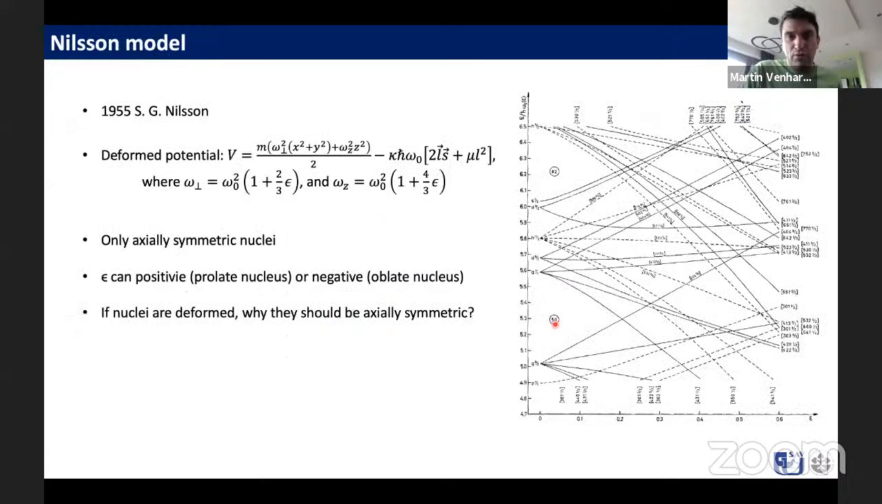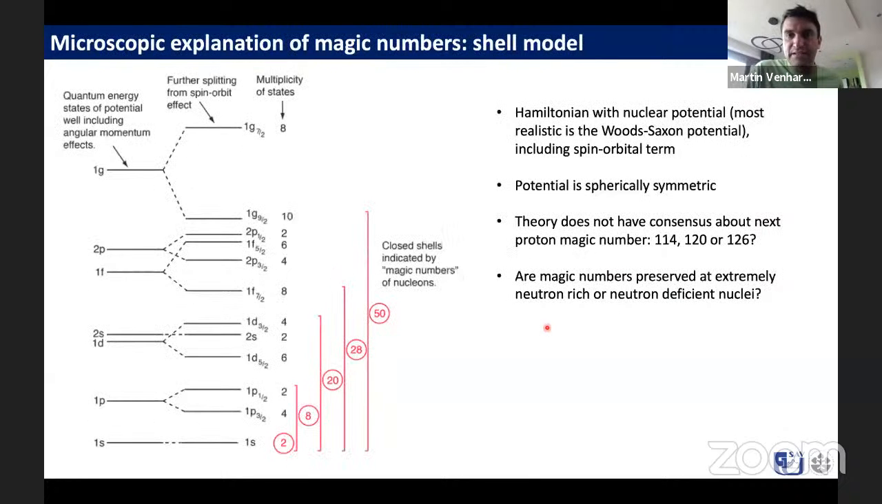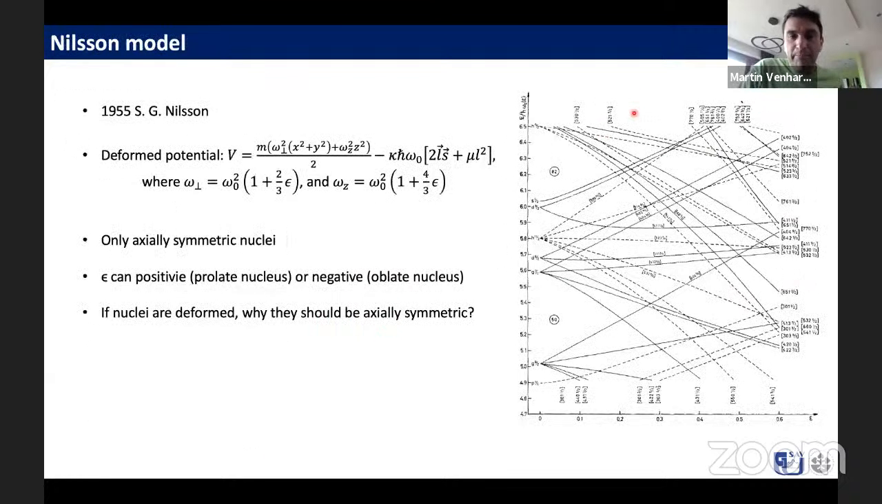Okay, so what happens, because this is a spherical potential, what happens if we introduce the deformation? And the first model description did Sven-Gösta Nilsson in 1955, who introduced the deformed potential, and this is the solution then. So you have a deformation parameter, which is this epsilon, which can be either positive or negative for either prolate or oblate nuclei. And then these orbitals start to move away. So you spread them into so-called Nilsson orbitals.